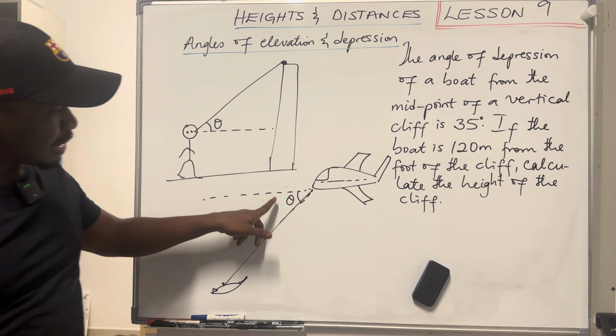What angle is it? This is angle of depression. The angle is above the object or the location. I hope this one is clear. Angle of what? Depression. Angle of what? Elevation. Okay, now let's go to the problem.